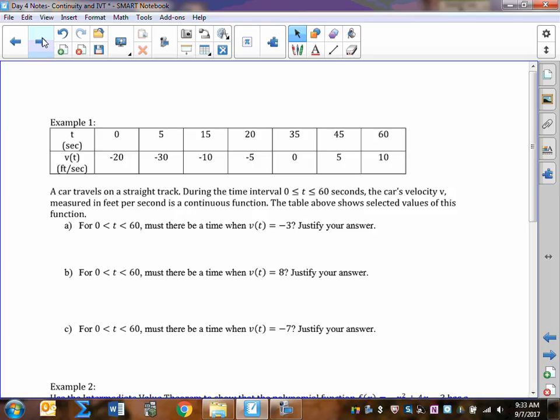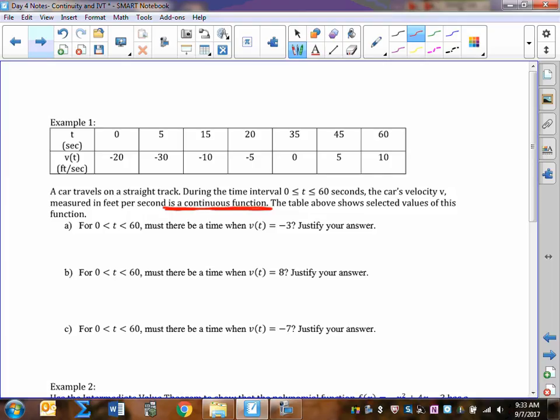All right, so the car travels on a straight track during the time interval 0 to 60 seconds. The car's velocity measured in feet per second is a continuous function. The table above shows selected values of this function. It is helpful that they told us it's continuous because we don't have a function to determine if it was continuous otherwise. So A, for time 0 to 60, must there be a time when your velocity is -3? Justify your answer. And again, this is typical fashion for AP. They love those words, justify your answer.